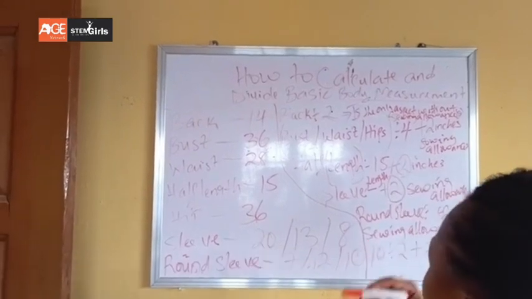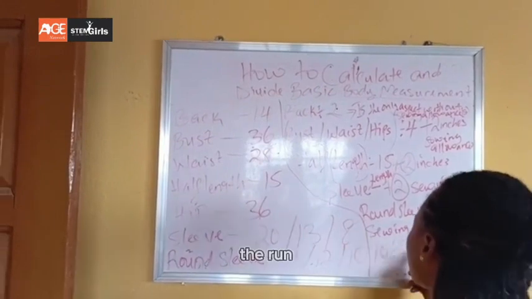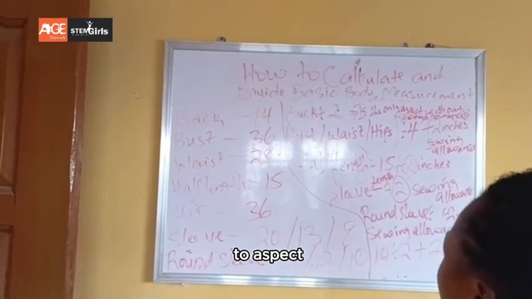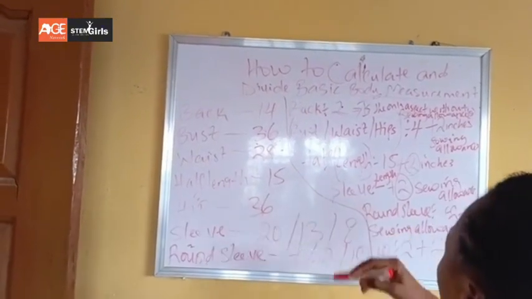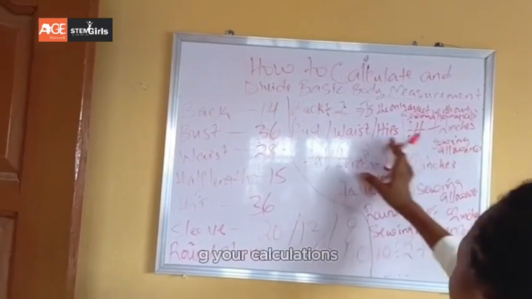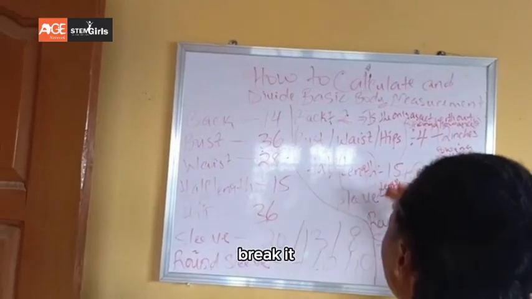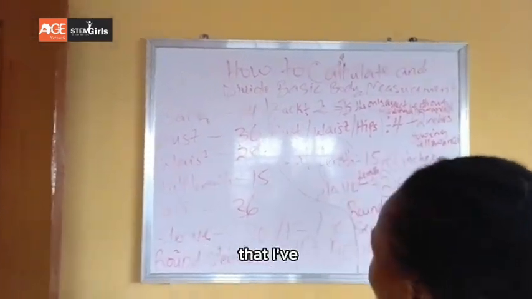So that's that for the back, the bust, the hips, the length, the sleeve, the round sleeve, and the waist as well. I've discussed it. Then I'll move on to the calculation aspect. So far, these are the logic for getting your calculations right. I would like to break it down a little bit so that we can understand the explanation that I've been making so far.